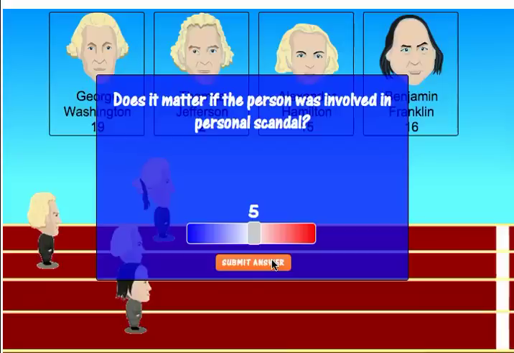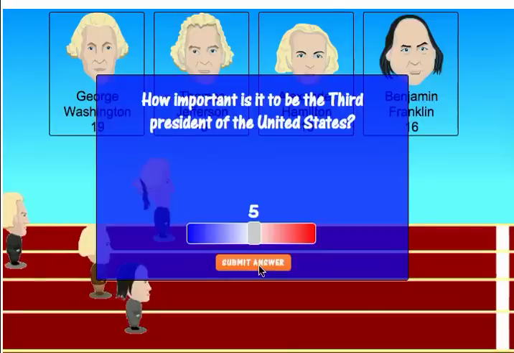And so, last one. This is another negative one. Does it matter if the person was involved in personal scandals? Well, of these four, both Jefferson and Hamilton were involved in personal scandals. A lot of our politicians over time have been involved in personal scandals. We want our founding fathers to be great people, but we also realize that they are not perfect. So I'm going to leave that at 5. Click Submit Answer, and Jefferson and Hamilton are going to go backwards.